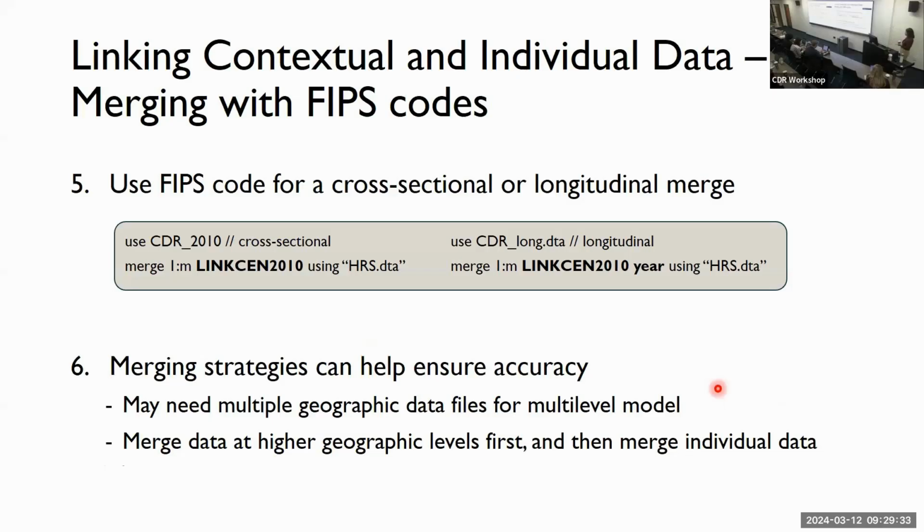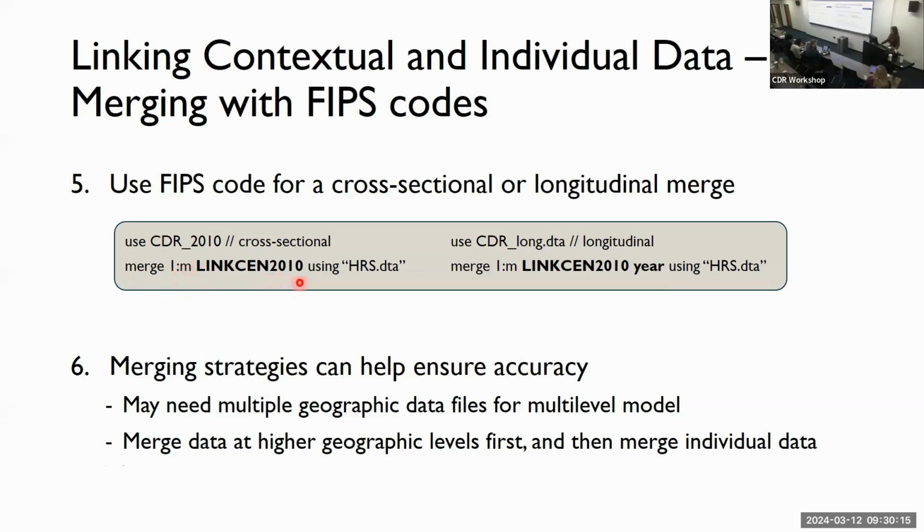All right, so once you're ready to merge, we can just use that geographic identifier in either a cross-sectional or a longitudinal framework. So in the CDR data products and in the HRS geographic detail file, that geographic identifier for the harmonized 2010 census tract boundaries is named link sen 2010. And so we use that variable to employ our merge command in Stata. You do whatever you do in R. I'm not a Stata, I'm not an R user, but I'm learning.